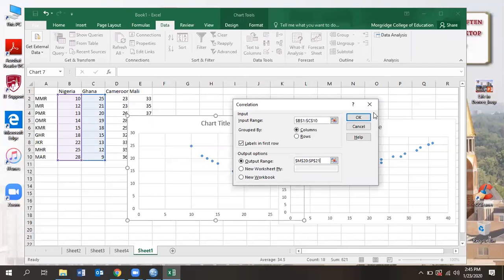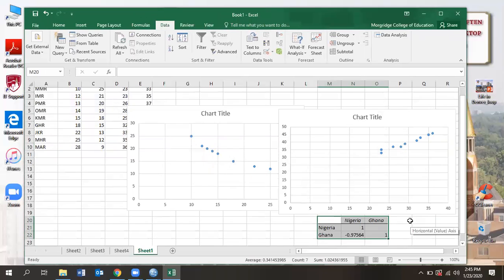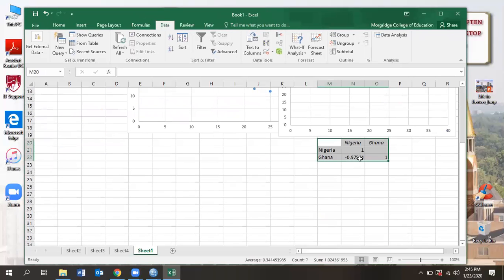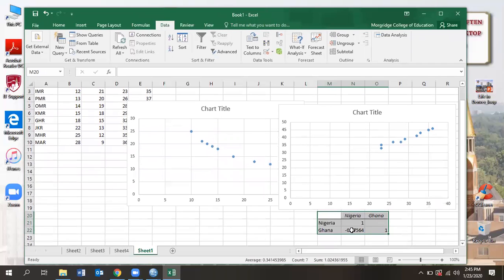And then go back and say OK. You can see here that the correlation is actually negative, and it's a strong negative correlation. So a correlation of 0.9 is strong because correlations generally go from -1 through 0 to +1. So if you have a negative 0.9, that's a strong negative correlation.